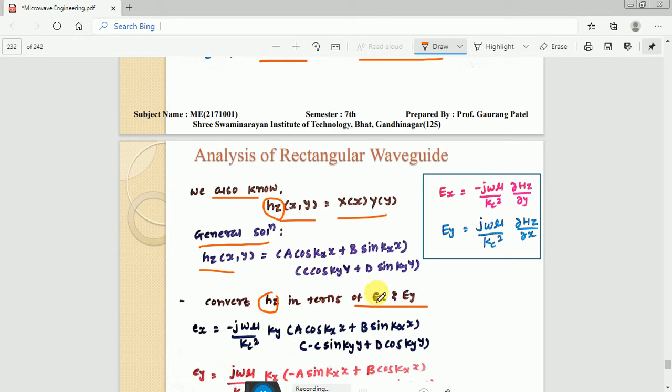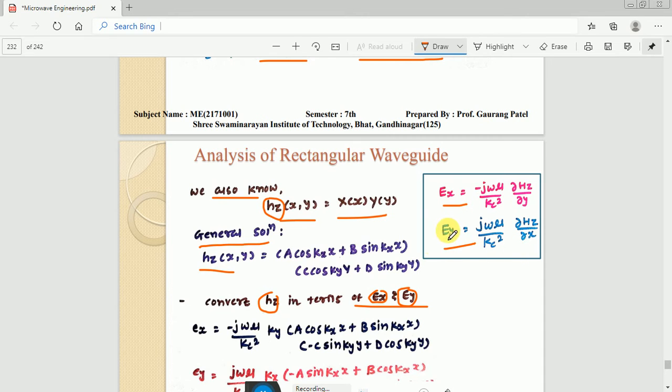So we already derived these components Ex and Ey for TE mode in the last class, which are nothing but Ex is equal to minus j omega mu divided by kc square del Hz divided by del y, and Ey is equal to j omega mu by kc square del Hz divided by del x.